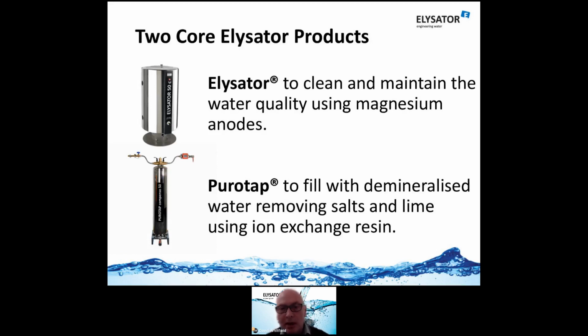So we have two core products: Elysator, which is to clean and maintain the water using pure magnesium anodes. That works as a side stream filter, same as an air and dirt separator, but it has pure magnesium inside, which controls our pH, conductivity and dissolved oxygen. And then we have a filling device which converts the raw mains water into demineralized water. So it takes out the limes, minerals and salts, gives us a controlled pH exactly where we want to be, zero conductivity, and the carbon dioxide removed. So giving us really good pure water to fill our systems up to start off with.